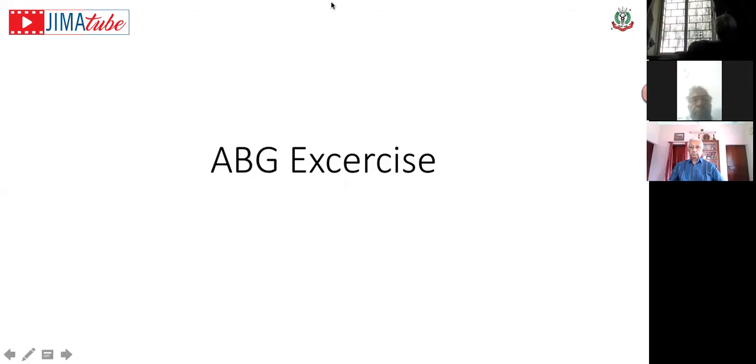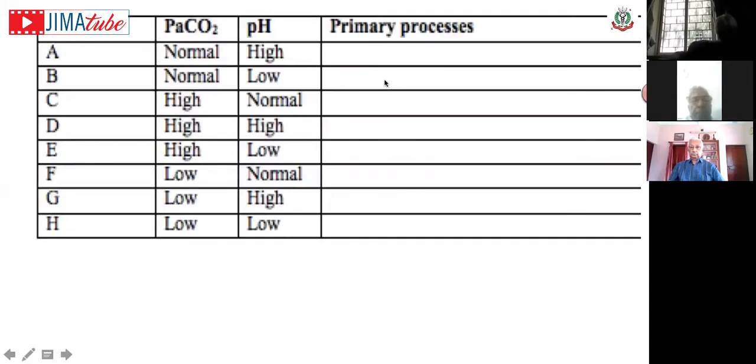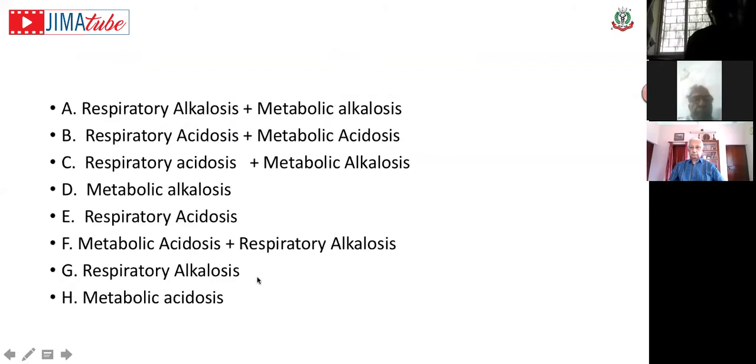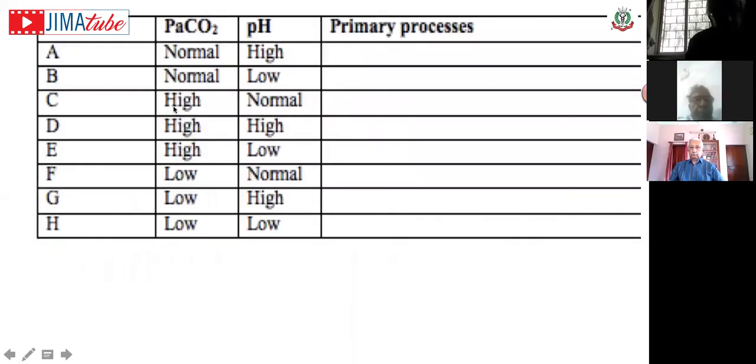Now there are certain rapid fire exercise rounds. So let's see. Now, simple: if you have a normal PCO2 and a high pH, what is the underlying problem? Normal PCO2 and a high pH.